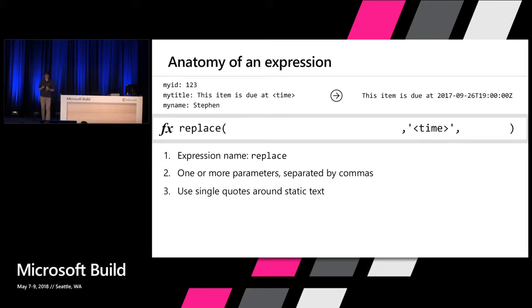Once you know what the parameters are, you can start filling those in. So for the search string, I want to just type in bracket time. And I'll use single quotes there because that's a literal. That's an actual string that I'm just going to search for.